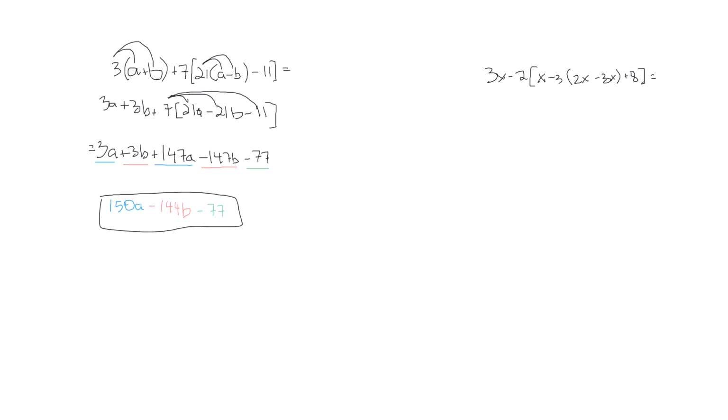3x minus 2 times x minus 3 times 2x minus 3x plus 8. Same thing, I'm just going to start rewriting it and getting rid of the brackets. Here I have 2x minus 3x, so they're the same variable. So I will combine those, and I have minus x. So this is a minus x inside the brackets.